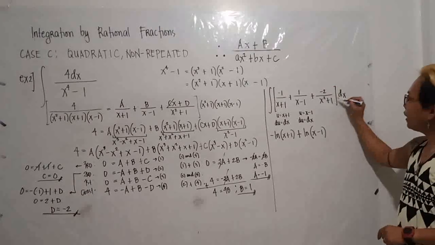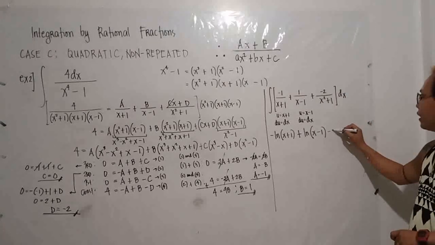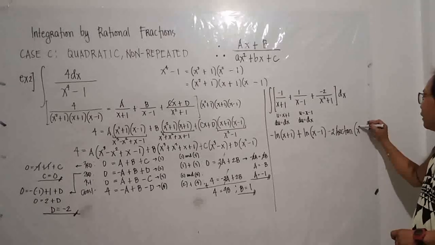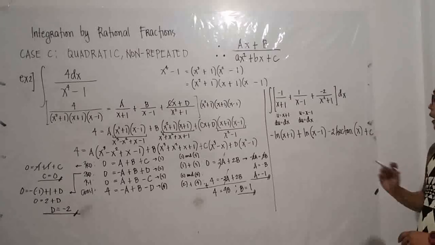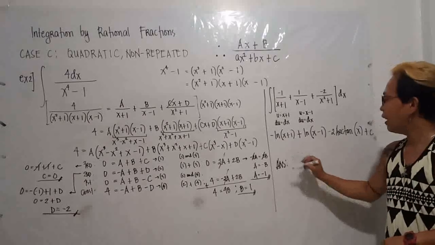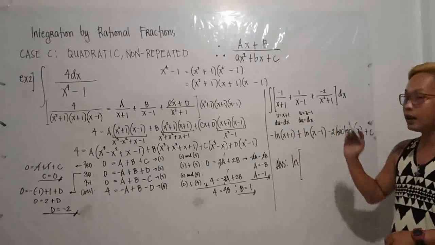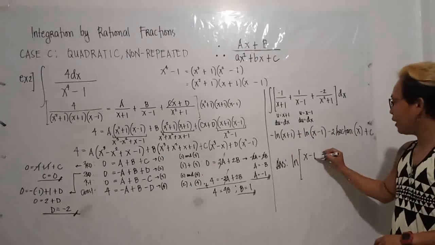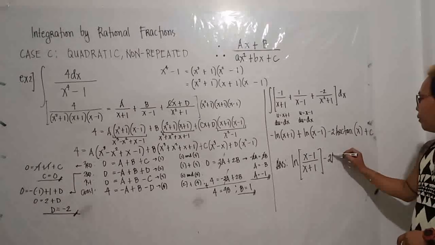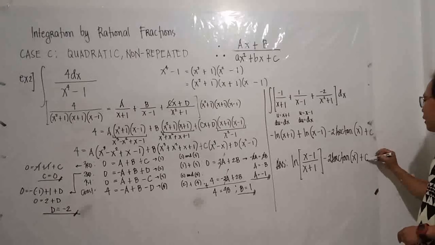So, this term is under of arctan. Since constant si negative 2, ilalabas natin, that's negative 2 arctan of x plus c. So ln, pwedeng pagsamahin. So for the final answer, our final answer is ln. Positive is the numerator, negative is the denominator. You will now have x minus 1 over x plus 1 minus 2 arctan of x plus c.